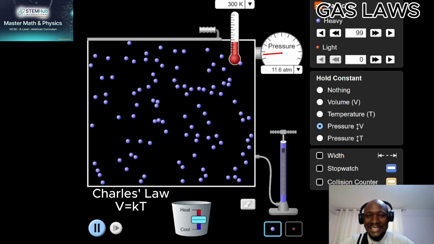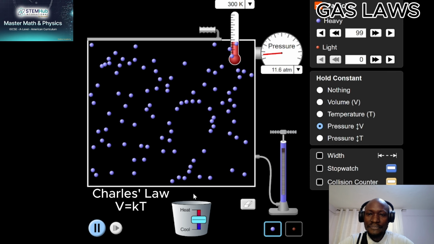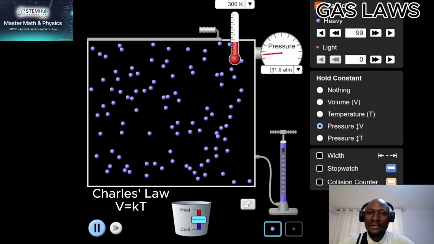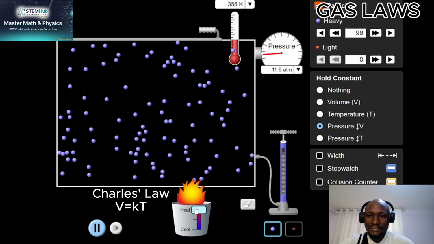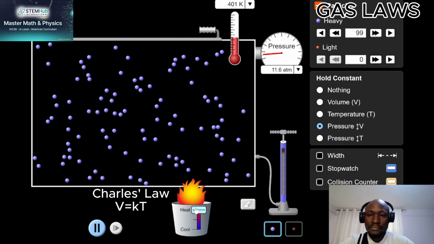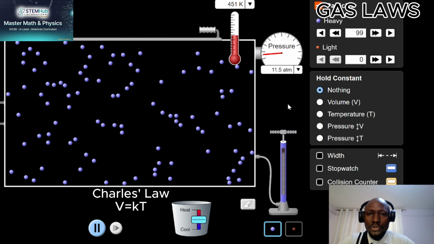So let's see what happens when we change the temperature. Currently, the temperature is at 300 Kelvin, pressure is 11.6 atmospheres. Let's heat and see what happens next. Let's heat. As we continue heating, volume also needs to increase. So volume is directly proportional to temperature.